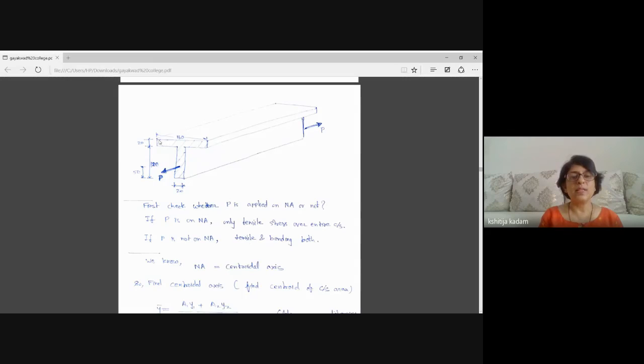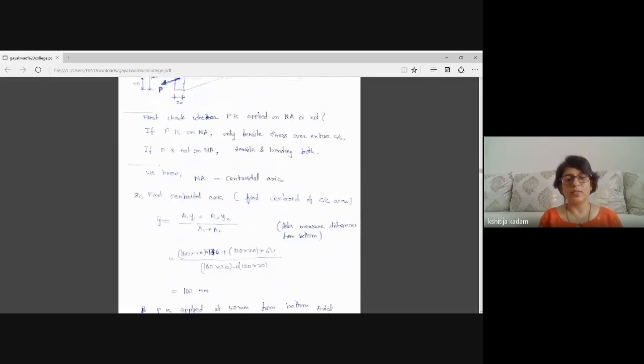So what I will do, for this T cross section, is first find out the neutral axis. If I calculate the neutral axis using the simple formula of engineering mechanics, I have calculated that the neutral axis lies at 100 mm from the bottom. So here is the trick of the question: the neutral axis is located at 100 mm from the bottom, whereas the force P given in the question is located at 50 mm from the bottom. That means force P is applied with eccentricity.